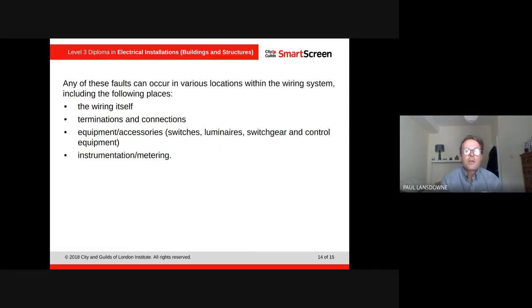Any of these faults can occur in various locations within the wiring system, including the following: the wiring itself, termination and connections, equipment and accessories such as switches, luminaires, switchgear and control equipment, and instrumentation and metering.